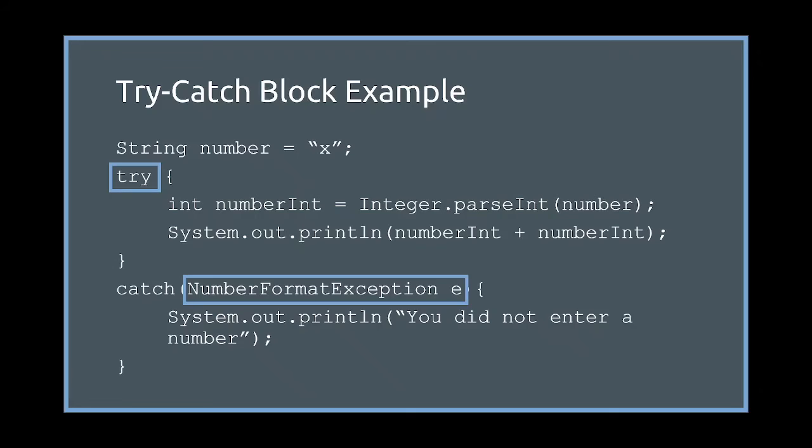And it's got the little variable called E there, which I can use to get error messages that get pulled up from this block. And you can see that I've printed out that if that error occurs, you did not enter a number.